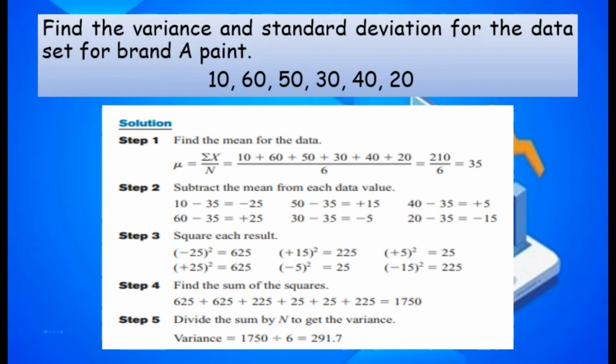Then, let's find the sum of the squares. 625 plus 625 plus 225 plus 25 plus 25 plus 225 is equal to 1,750. Then, divide the sum by n to get the variance.